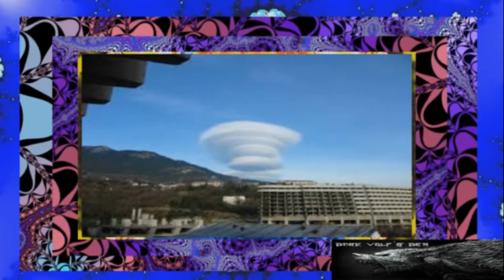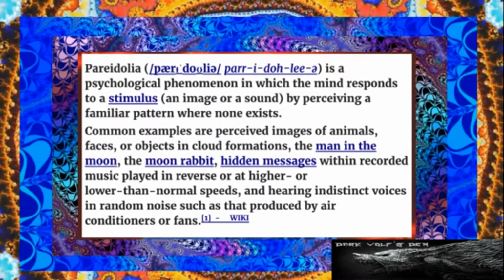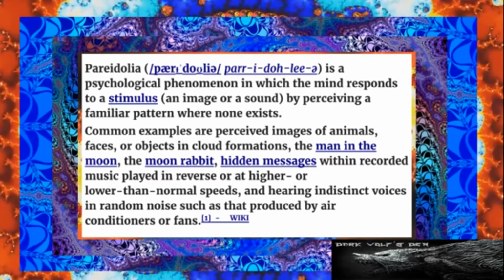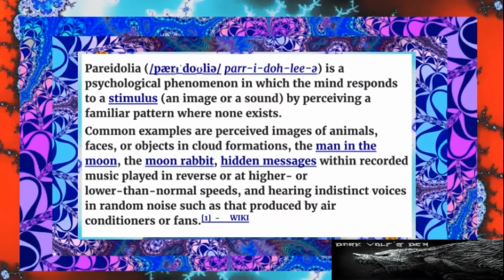So, pareidolia is a psychological phenomenon in which the mind responds to stimulus by perceiving a familiar pattern. This is why we see faces on Mars, faces in the clouds, things like that. Common examples are perceived images of animals, faces, or objects in cloud formations. The man in the moon rabbit. The Chinese believe the shadows on the moon look like a great big rabbit to them. And they say he's mixing the elixir of eternal life.